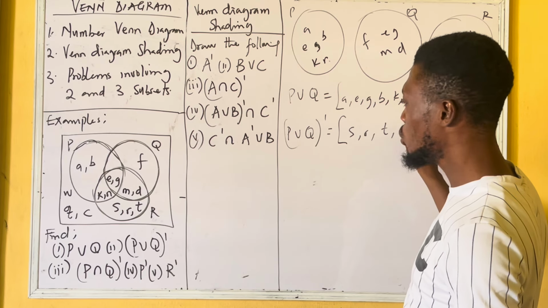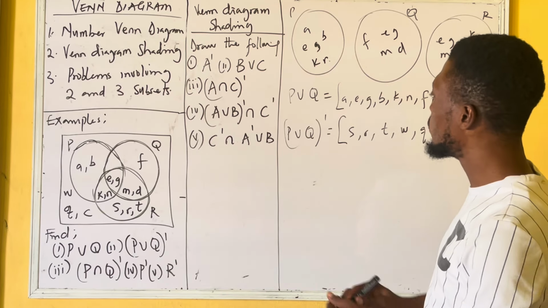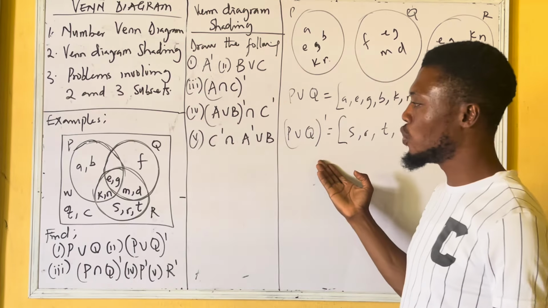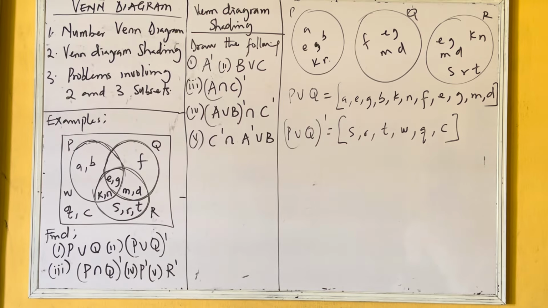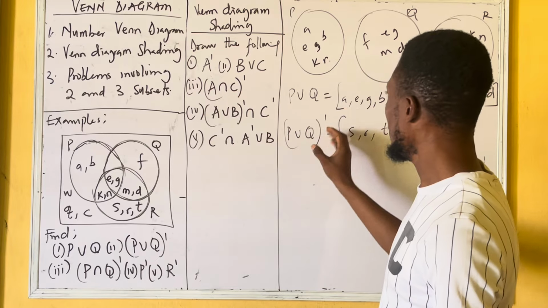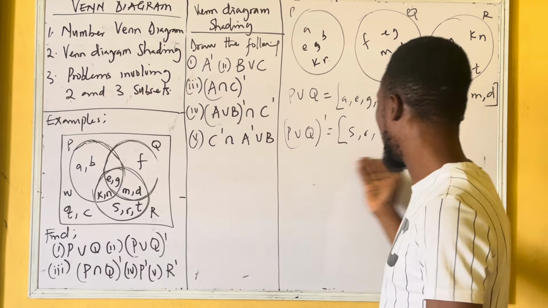S, R, T, W, Q, C. Again, for you to know prime, you remove everything, and the remaining ones are what you use for your prime. Hence, I'm removing everything here from my universal and writing the remaining ones. So that's what I've done here.